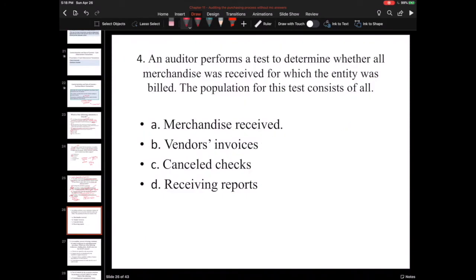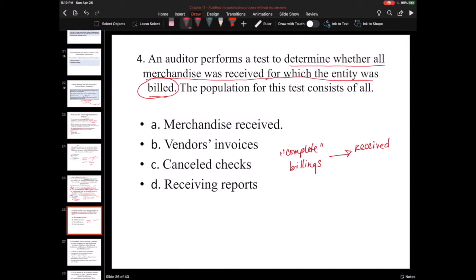4, an auditor performs a test to determine whether all merchandise was received for which the entity was billed. Okay, so what is the population for this test? This is another one of these controls where the order in which it is written is really key. So I'm seeing whether all merchandise was received for which the entity was billed. So this assumes I have a complete population of billings, and I want to see if stuff that I was billed for, I actually received. So I'm directionally going in this way. Because the test is, did I actually get the things I paid for?